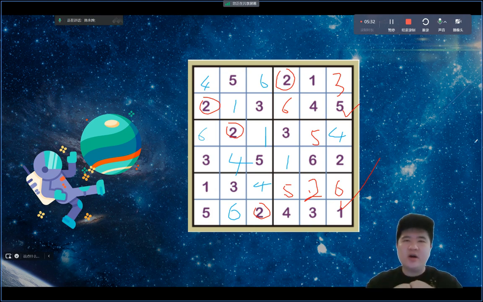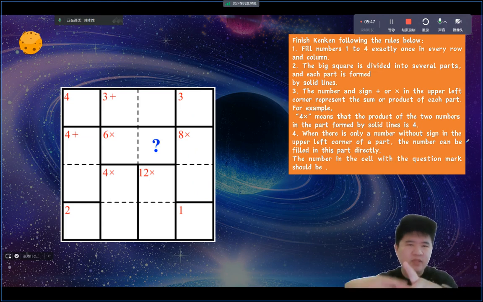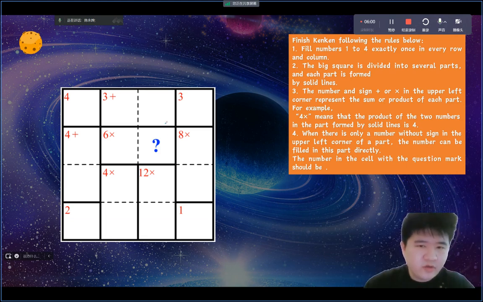The first one is just a normal kind of Sudoku, but there's also another popular kind, called a Kenken Sudoku. And for Kenken Sudoku, we find it's much more complex than the other one. We find this square has been divided into several pieces, and we are going to fill in 1 to 4 in each row and in each column. At the same time, did you find out that for these small parts, we have a number and a sign in the upper left corner?